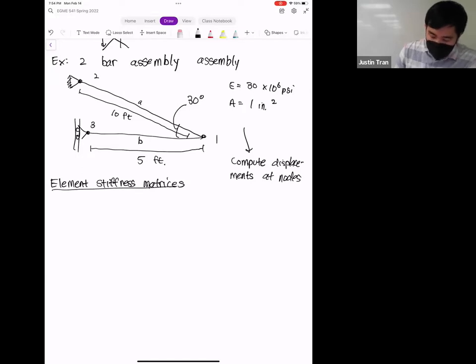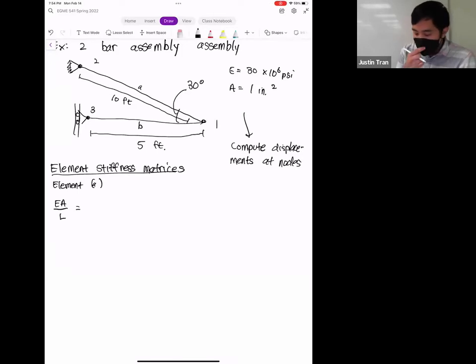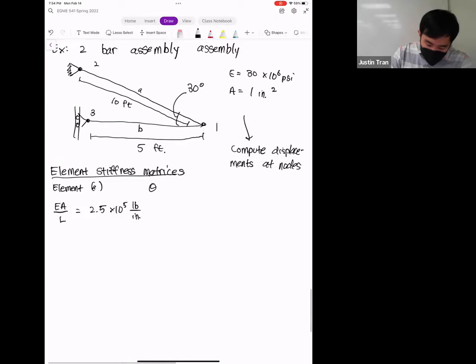Okay. All right, so let's start with element A. First thing we're going to do is compute EA over L. So EA over L in this case, we have 30 times 10 to the 6 psi times A, which is 1, and then we're going to divide that by the length, which is 120 inches, and so this gives us 2.5 times 10 to the 5th pounds per inch. Okay, and so that's going to be the coefficient that we put out in front of our element stiffness matrix.